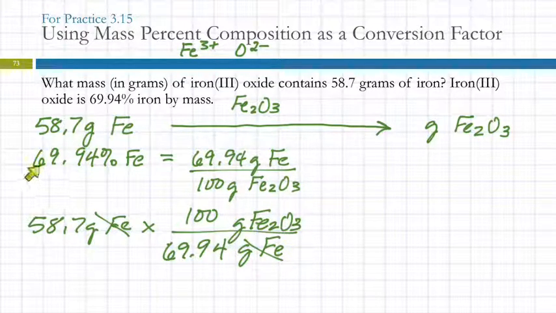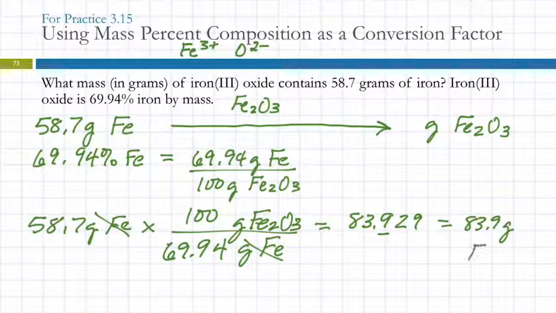In a percent, so 69.94%, that has 4 significant figures, right? So when we write it this way, what we mean is 69.94 with 4 significant figures per exactly 100. This 100 falls into that exact category of a whole number as part of an equation. So we've got 4 sig figs down here, and we've got 3 there. So we do the math. 58.7 times 100 divided by 69.94. I'm going to keep 3 significant figures, 83.9. Write down 2 extras, and then round that: 83.9 grams of Fe2O3.